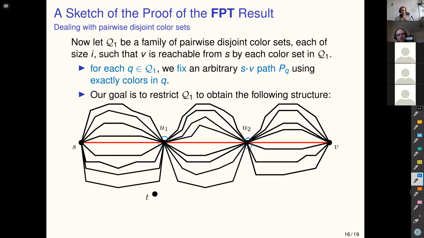what we will get is that we will show that we have this kind of onion structure. So we will have a small set of these universal vertices. It will be at most 2k. And between any consecutive ones, there will be a large number of paths that do not intersect between S and U1, a large number of paths that do not intersect between U1 and U2, and so on. And this will help us to identify one path that is very far from T, that cannot share any color with a VT path.